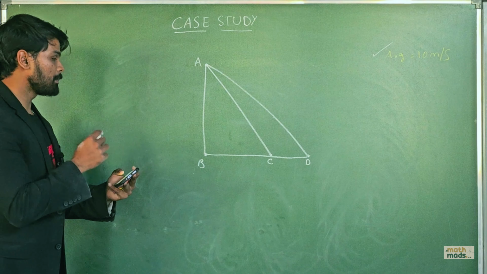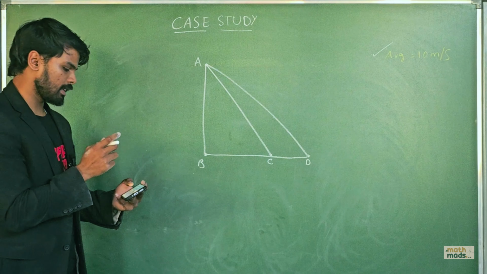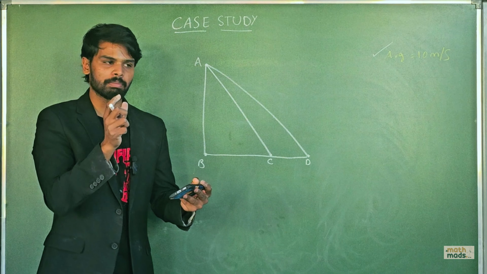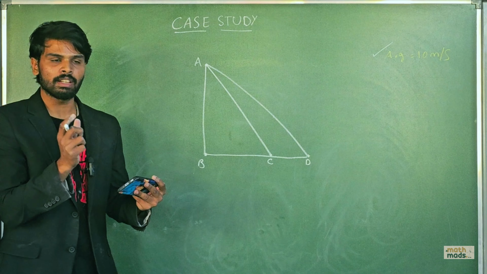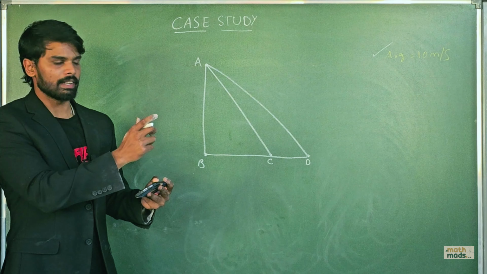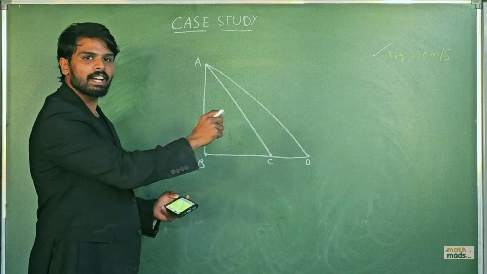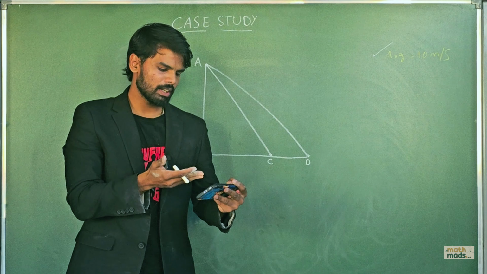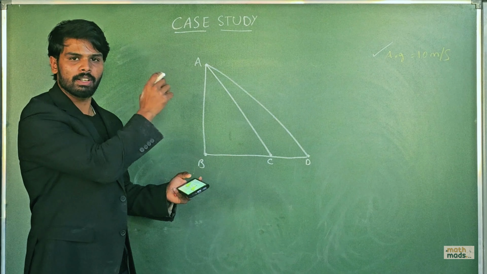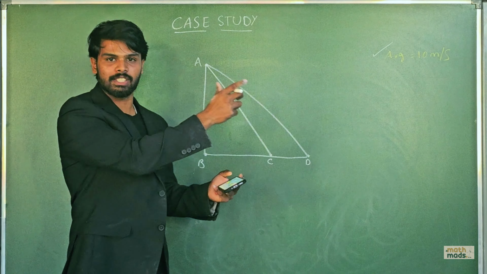The angle of depressions, actually there is a small mistake in this. They should not have given angle of depression because every time we measure angle of depression or angle of elevation, it is with respect to the horizontal line. But if you observe here, both angles are given with respect to the vertical line. Even though it doesn't matter, we have to observe that because everything should be given with respect to the horizontal line.